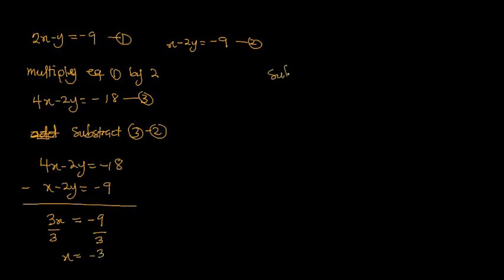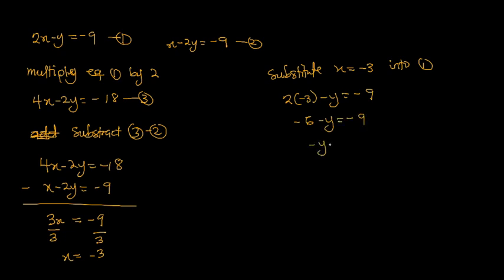So if I substitute x is equal to -3 into equation 1, I'm going to have 2 into bracket -3 minus y is equal to minus 9. This gives me minus 6 minus y is equal to minus 9. The negative 6 goes to the other side of the equal to sign, becomes plus 6. And then minus y will give me minus 3 over here. Divide both sides by negative 1. Then this will cancel this. I have y to be equal to 3 now.